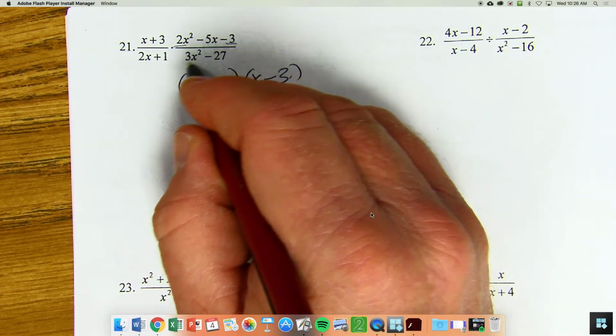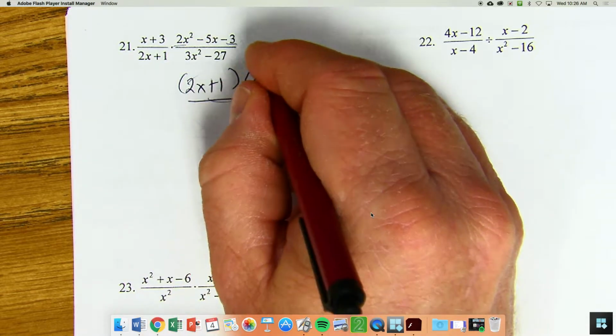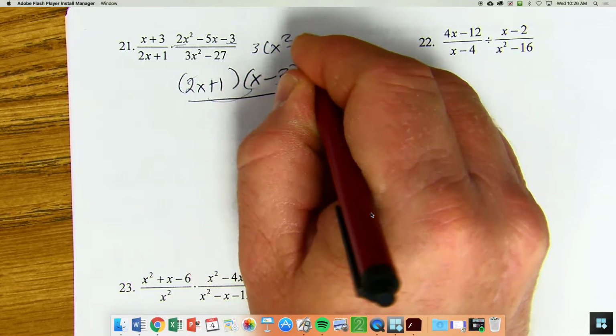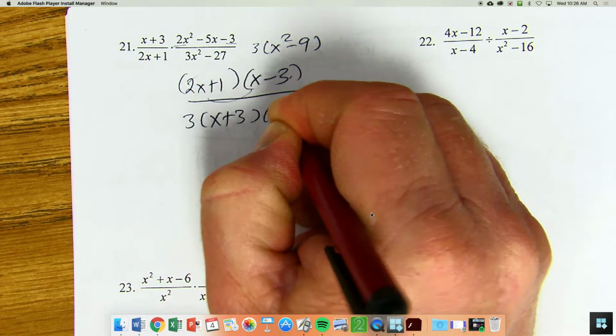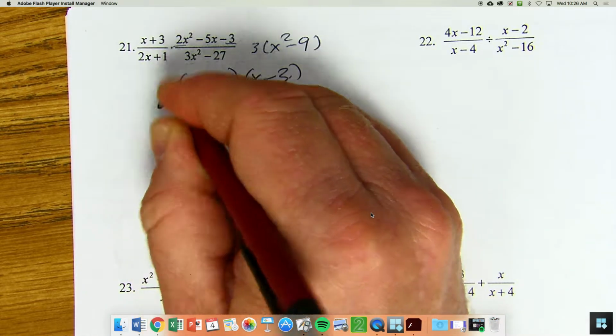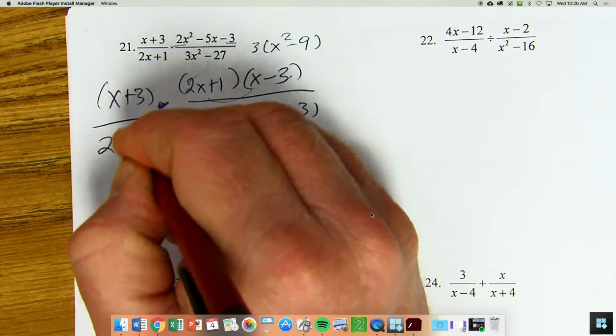This is a difference of, not squares yet, until you factor out the 3. Once you factor out the 3, now you have a difference of squares. So that's going to be x plus 3, x minus 3, times, here we have x plus 3 over 2x plus 1.